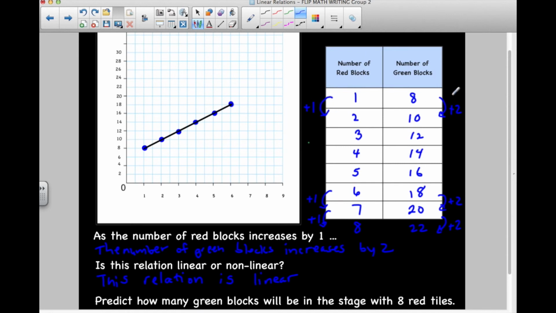So just to summarize, when we have a linear relationship, our variables increase at a constant rate. That means we have a constant rate of change. Our x variable increases by the same number each time, and our y variable increases by the same number each time. Also, when we have a linear relationship, we have a straight line on a graph. So when we have a constant rate of change and our relationship looks like a straight line on a graph, we have a linear relationship.